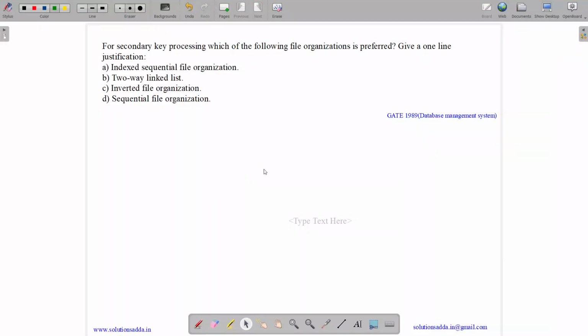This question belongs to database management system and the topic name is indexing. It was asked in GATE CSE 1989. So the question states, for secondary key processing, which of the following file organization is preferred? Give one line justification. Index sequential file organization, two-way linked list organization, inverted file organization, or sequential file organization.